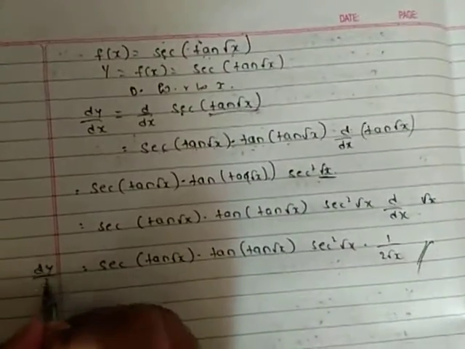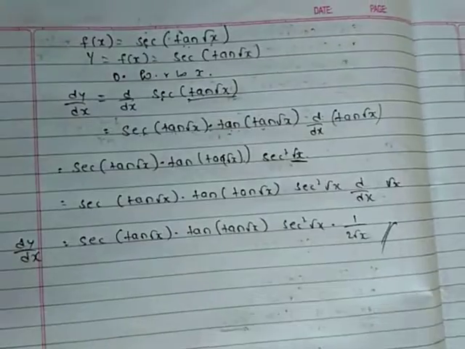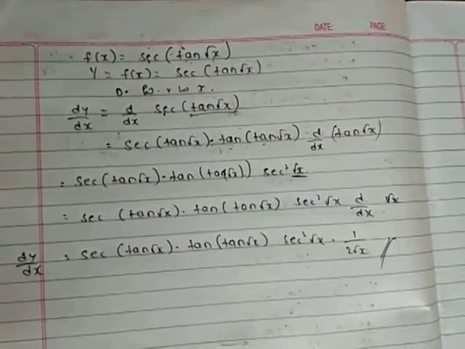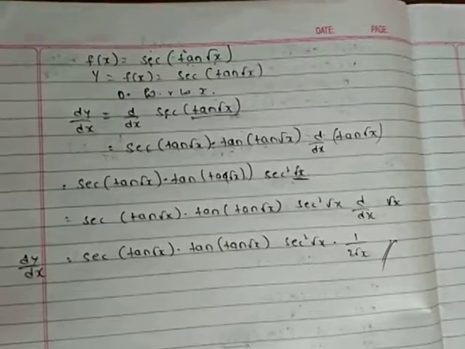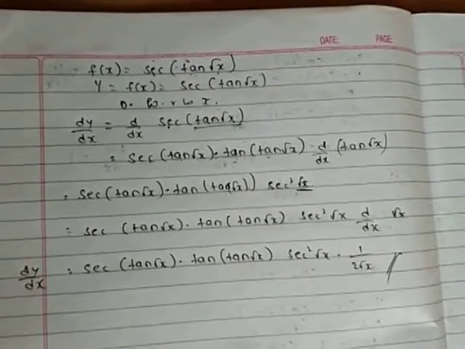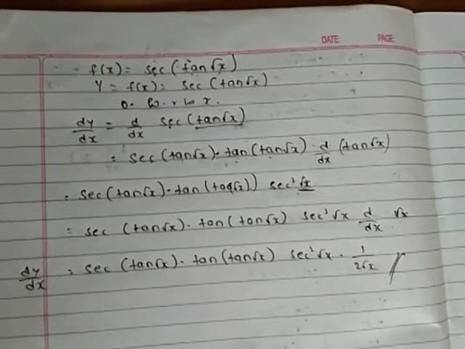So this is the required final answer: dy by dx is equal to secant tan of root x into tan of tan root x, into secant square root x, into 1 divided by 2 root x, which is the required differentiation of secant tan of root x. So pause the video to note it down.